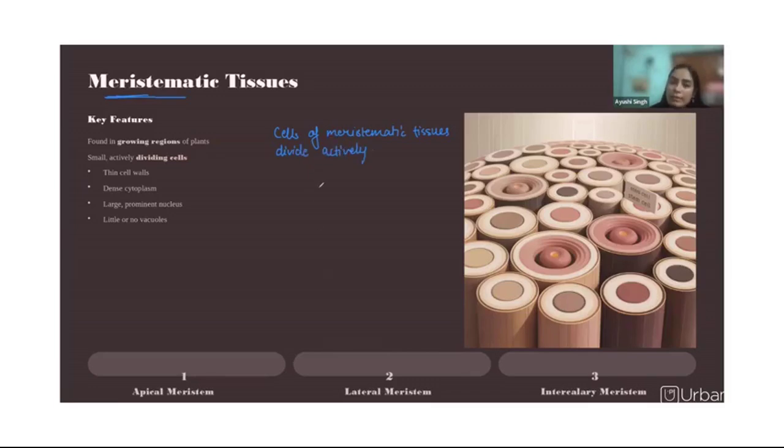That means one cell divides into two, and then two cells divide again into two further cells. So what happens? Each cell is not gaining a certain role. It's just dividing and keeps on dividing again and again. Okay, so that is what happens here, and it is responsible for the growth. So meristematic tissues are found in growing regions.